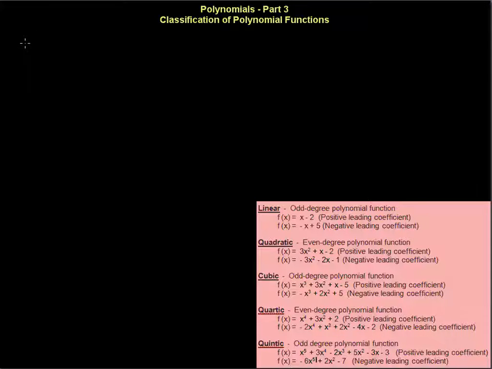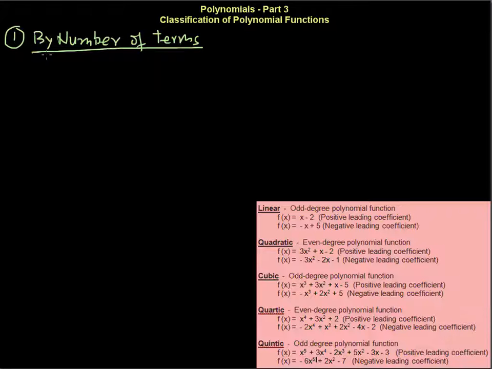Classification of polynomial functions, which is polynomials part 3. Let's understand how polynomials are defined in many different ways. The first method we are going to use is by number of terms.